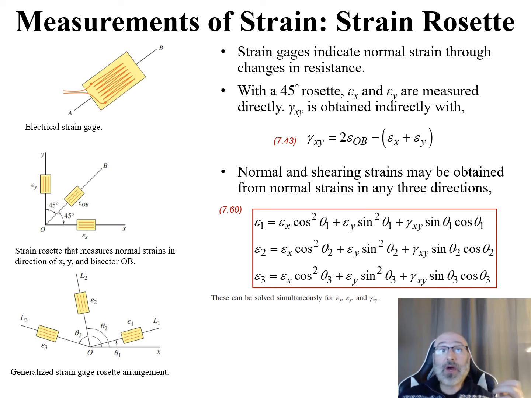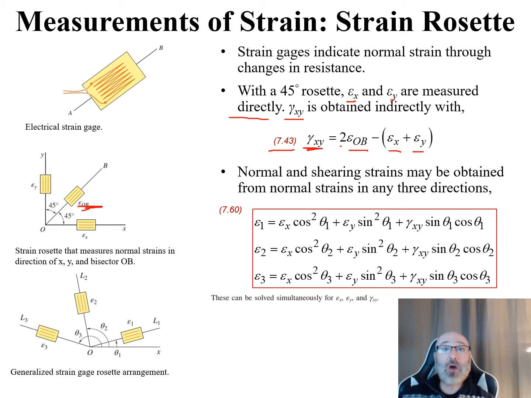Now with this 45-degree rosette, our epsilon x and epsilon y are measured directly, whereas our shearing strain gamma xy is obtained indirectly with the following relationship. We can go back to equation 7.43 in our textbook: gamma xy is equal to 2 times epsilon OB, which you can see in our diagram along our bisector, minus (epsilon x plus epsilon y).